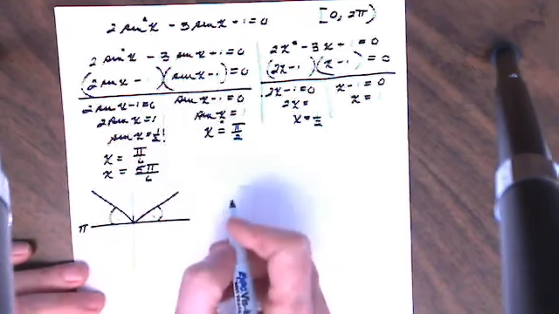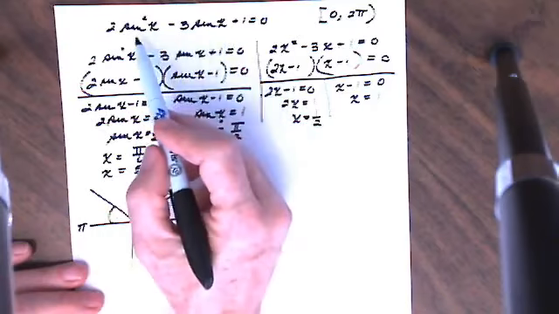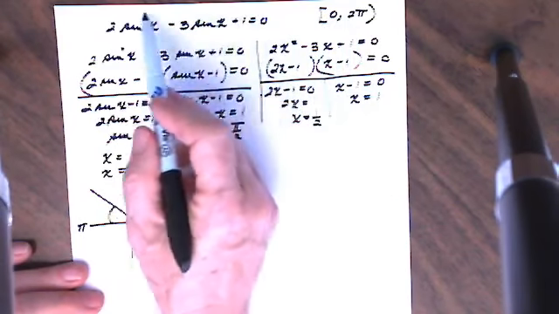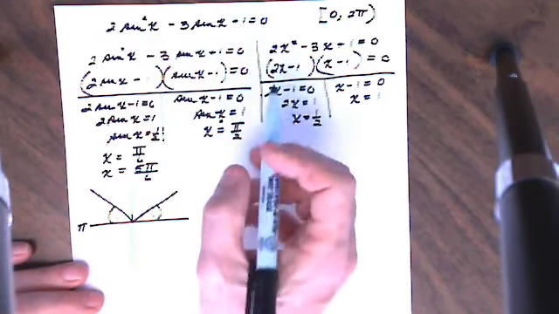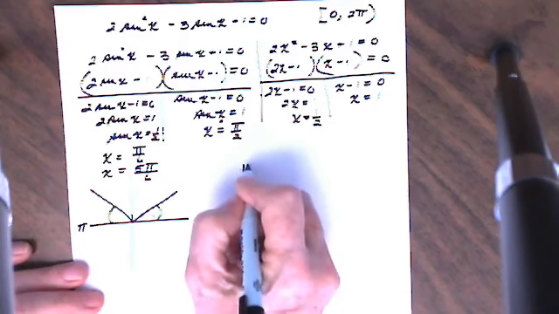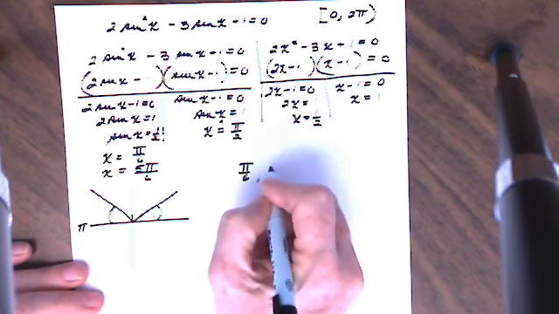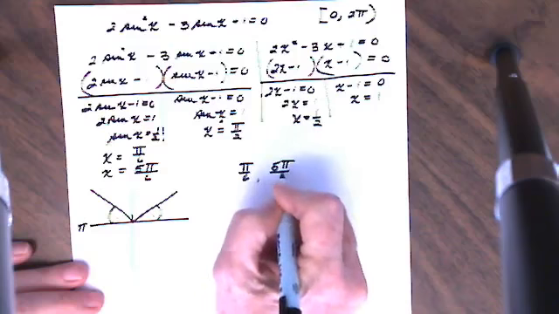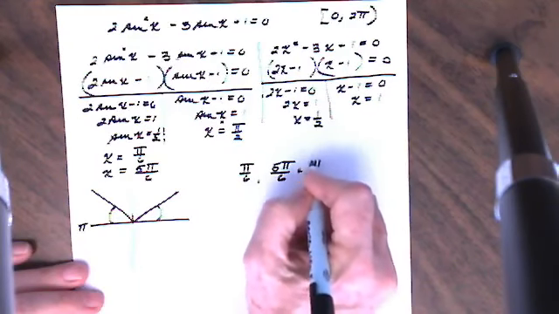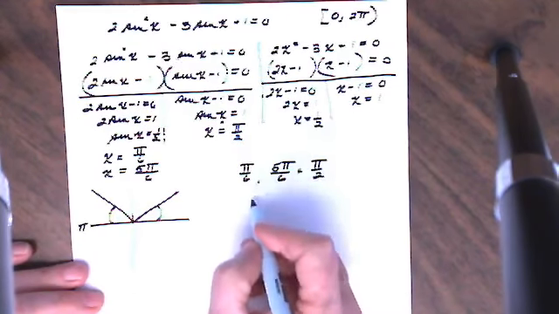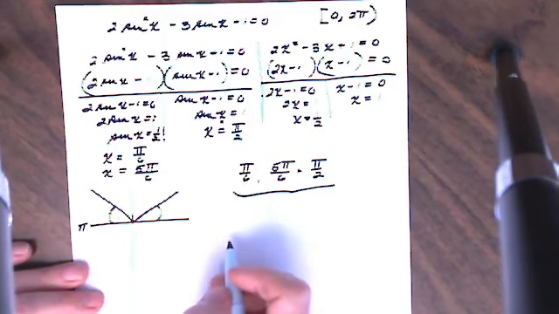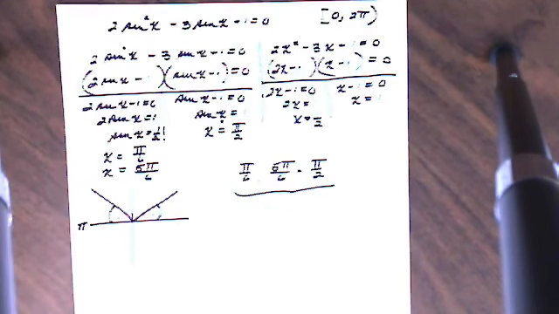So there are 3 angles between 0 and 2 pi that would make this a true statement: pi over 6, 5 pi over 6, and pi over 2. Those are the three answers between 0 and 2 pi for this particular problem. And we're done.